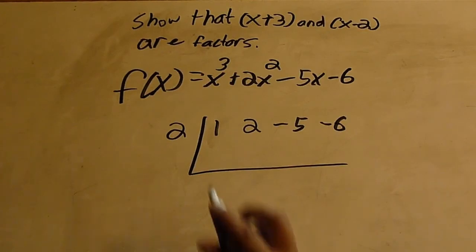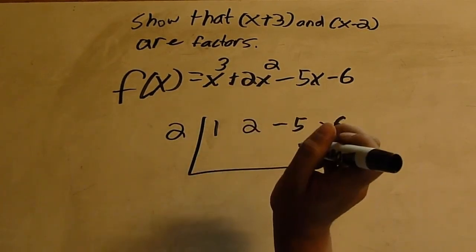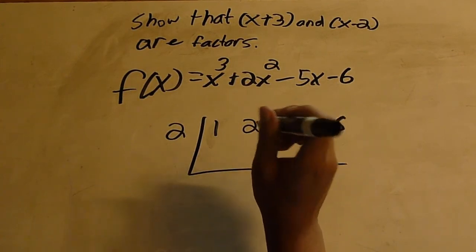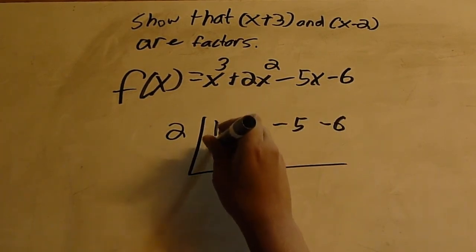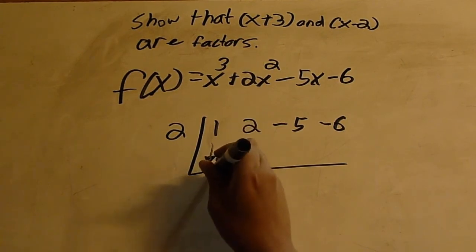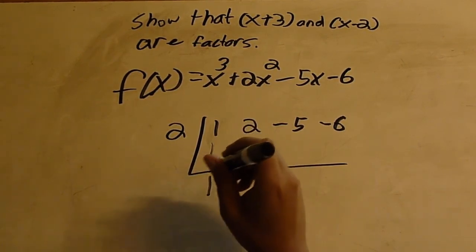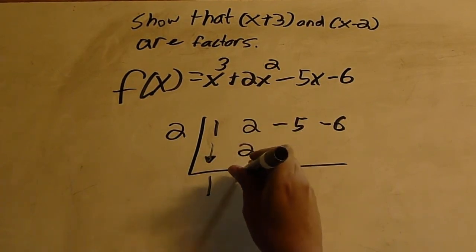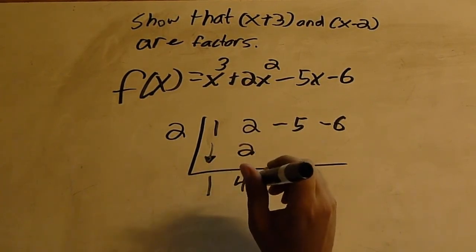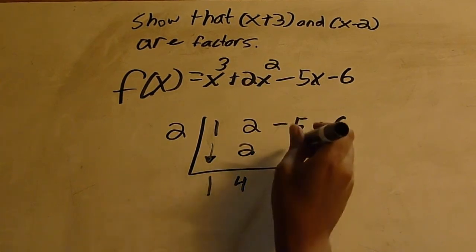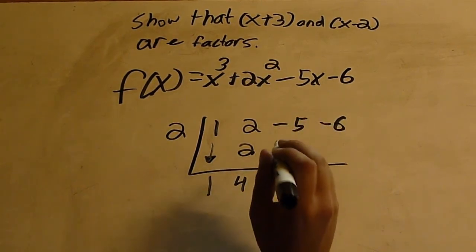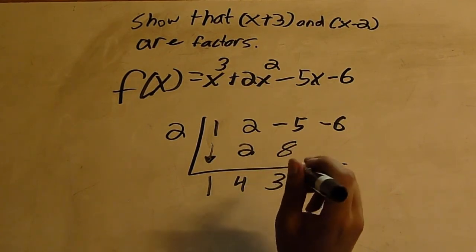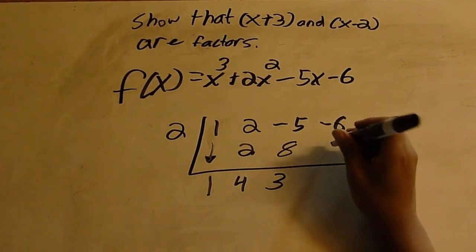Now, using synthetic division, we will solve to see if x minus 2 is a factor of this equation. So, first we bring down the 1. Then we multiply 2 times 1, and we get 2. Then we add 2 plus 2 and get 4. Then we multiply 4 times 2, which gives us 8. We add negative 5 plus 8 and get 3. Then we multiply 2 and 3 and get 6.